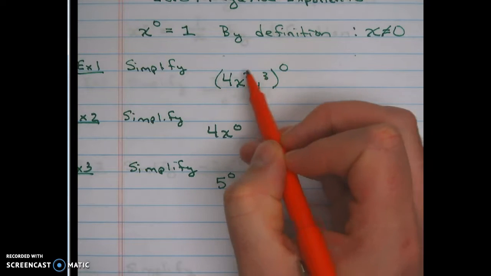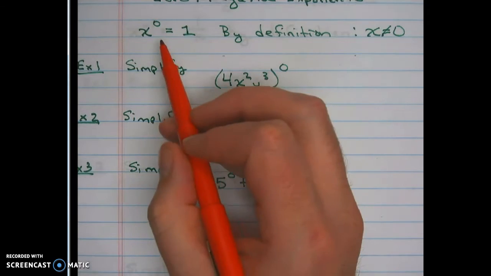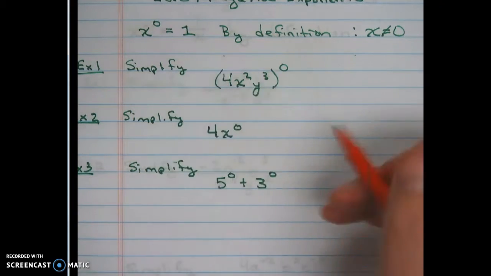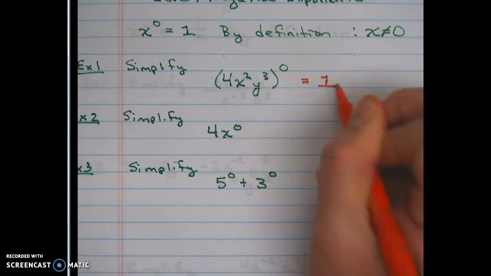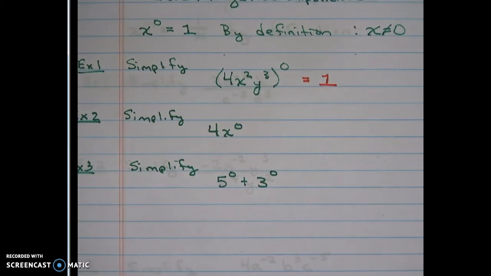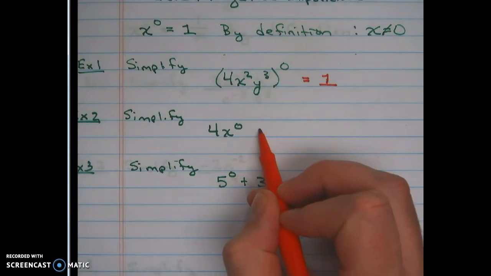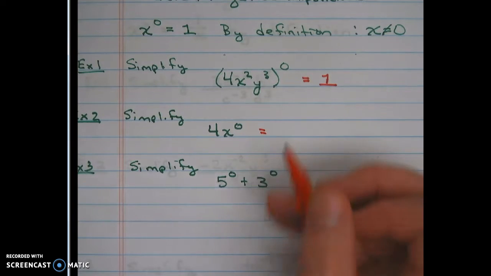So since everything gets raised to the 0 power, and anything to the 0 power is equal to 1, this answer would simplify simply to the number 1. Not x to the 1, but just the number 1. So students see that quite often. They go, oh, that's pretty easy. Anything to the 0 power is 1. So they'll come to example 2, and they'll say, okay, so 4x to the 0 is equal to 1.